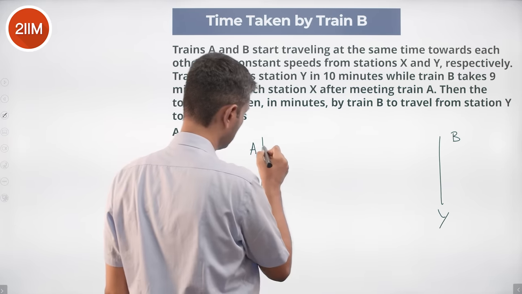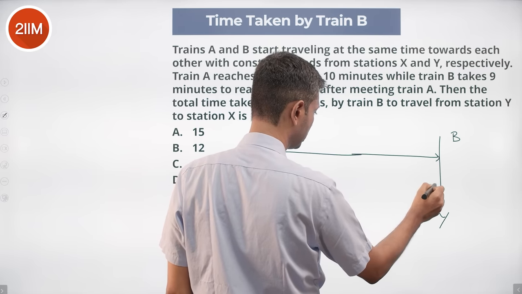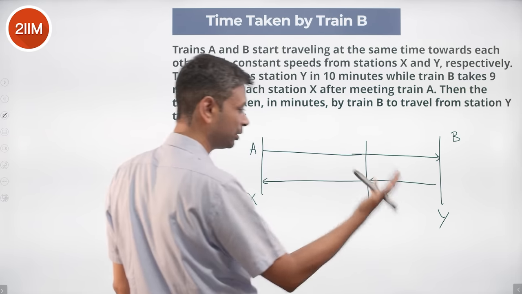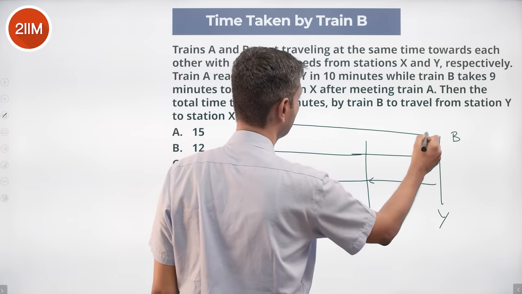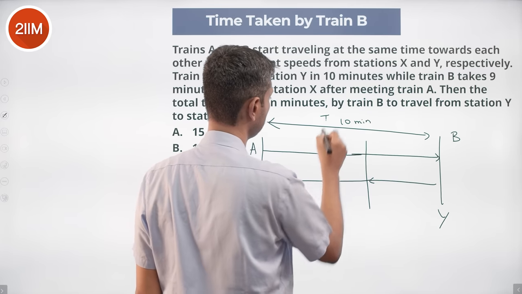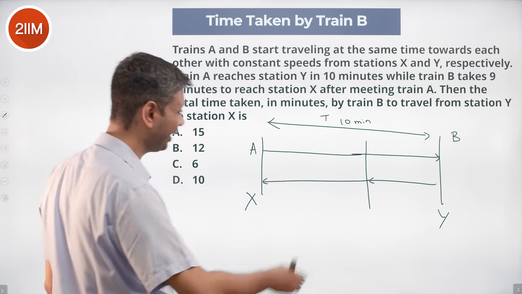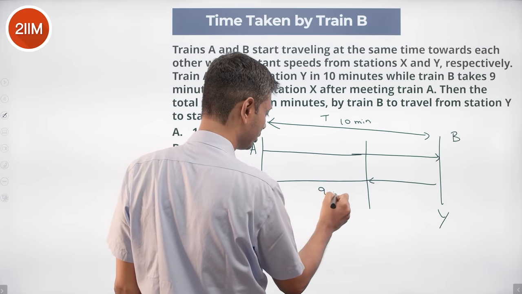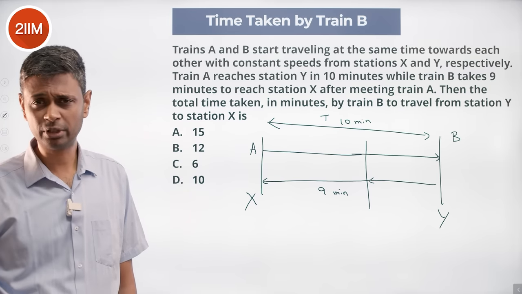Train A goes like this, train B goes like this. Somewhere they meet. The total time taken by train A is 10 minutes. Train B's 9 minutes is not for the total distance, but for the remaining distance after the meeting point. The remaining distance takes 9 minutes.